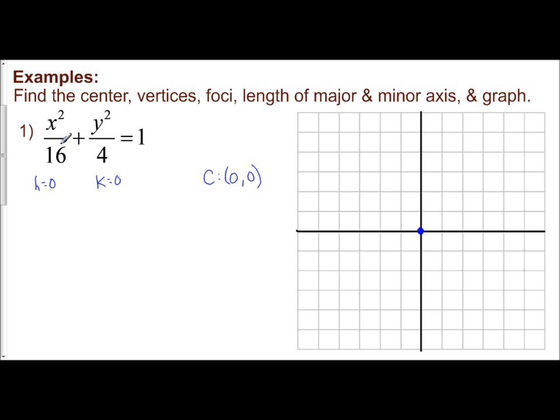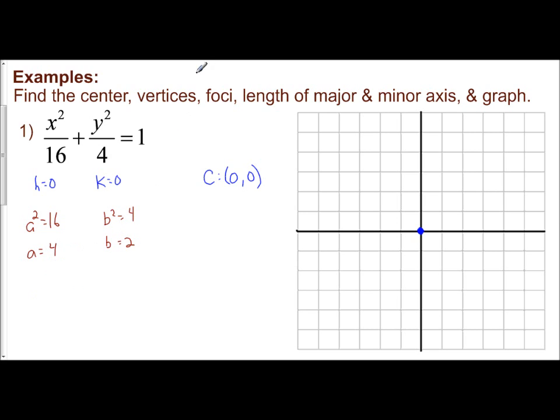Well, if we remember our standard form, it's x squared over a squared. And so what that tells me is a squared is 16. That means a is 4. It's y squared over b squared. So b squared is 4, which means b is 2. This is going to help us with finding our vertices.